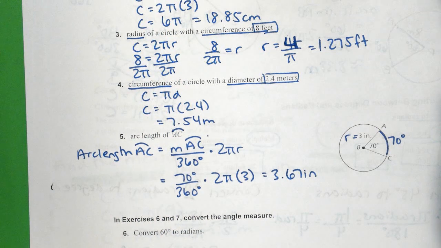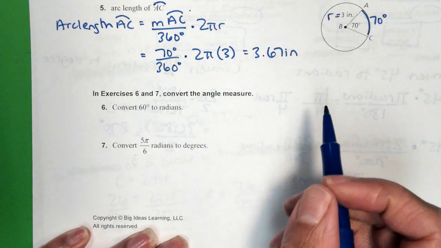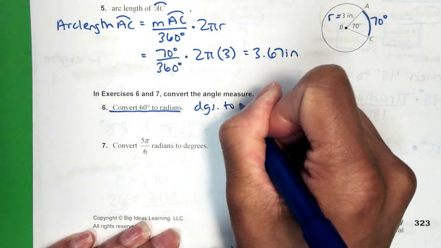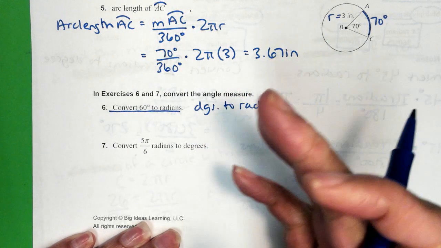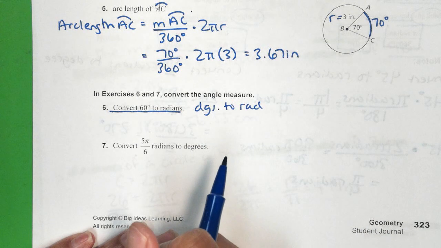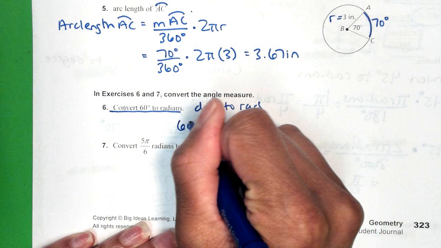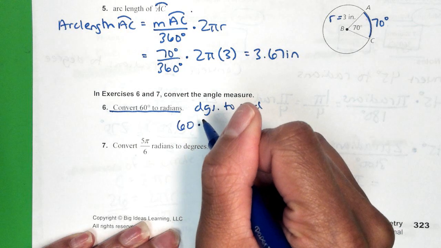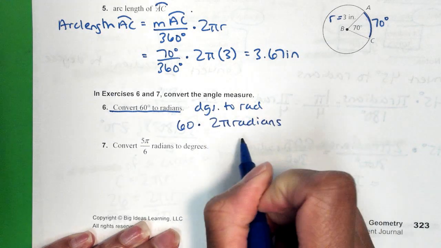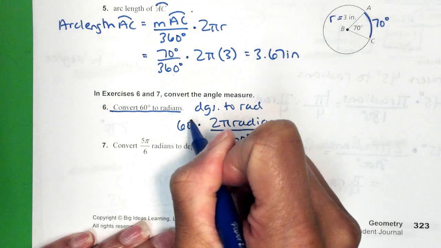Okay, down to our last 2 questions, and it's converting the angle measure. So I want to convert 60 degrees to radians. So note we're converting degrees to radians. We're going to take our measure, so 60 degrees, multiply it by 2 pi radians. So we need that on top because we need radians on the top, and then all over 360 degrees. And this is where we want degrees to cancel.